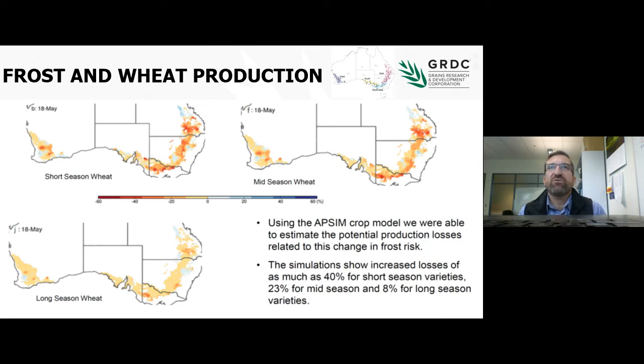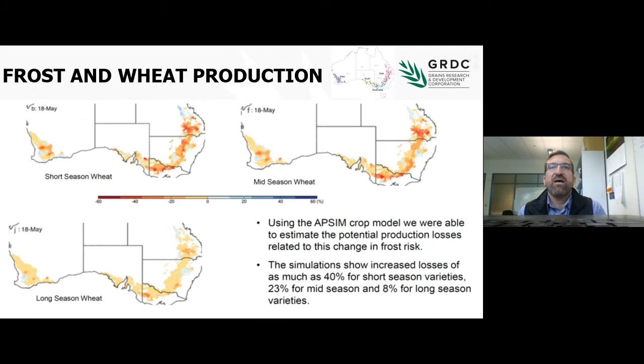So the slide that you can now see in front of you shows the impact of the change in the frost window and change in frost frequency that it has had on the most recent period of the record, which I'm taking to be 1985 to sort of present day. With this analysis that we undertook, we looked at a range of different varieties, short, mid, and long season varieties. We looked at a range of different planting times, and the maps that you're looking at here are the impact of planting either a short, mid, or long season wheat variety on the 18th of May.